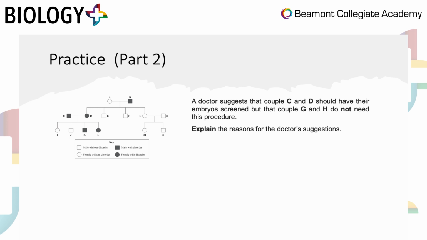Practice part 2. A doctor suggests that couple C and D should have their embryos screened, but that couple G and H do not need this procedure. Explain the reasons for the doctor's suggestions. Again, maybe take a look back at the diagram. If we're having an explain question, we've got to give reasons. You've got to say why. Pause the video and have a go.